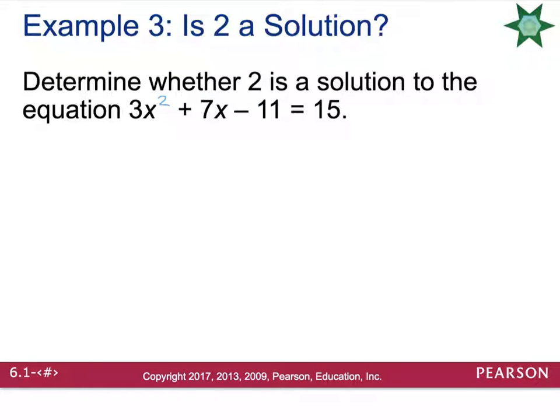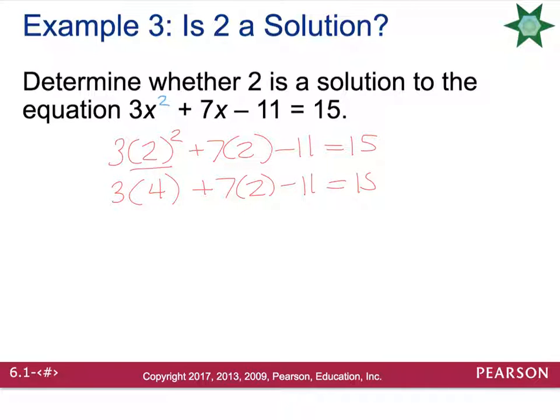So for example, 3x squared plus 7x minus 11 equals 15. I would like to determine if 2 is a solution of this. So anywhere I see an x in the problem, I'm going to replace it with the number 2. And I'm going to simplify the left-hand side. So I would look for grouping symbols first. I do have grouping symbols with a 2 inside, but I can't simplify 2 any further. So then I would look for exponents. 2 to the second power would be 4.